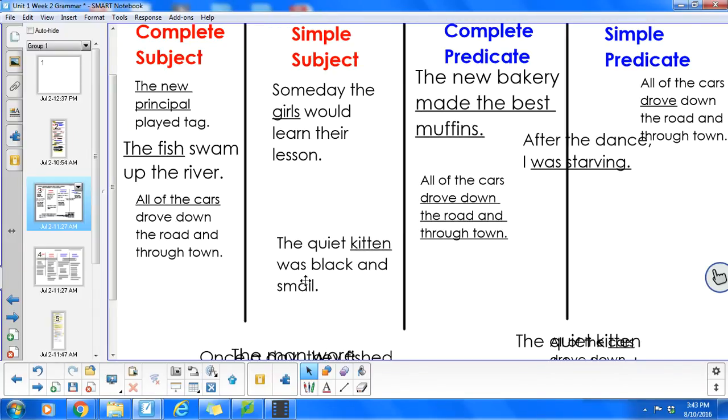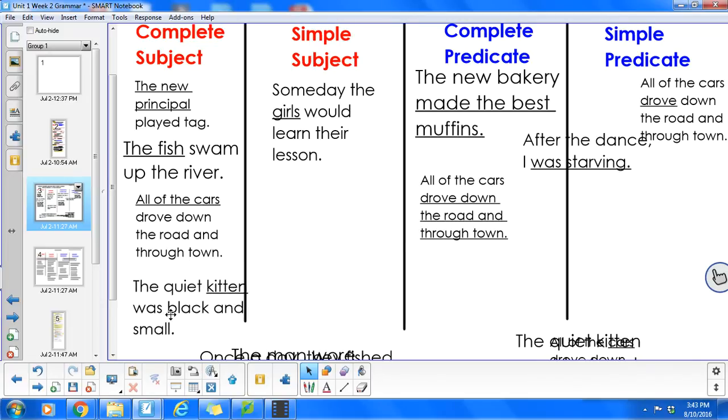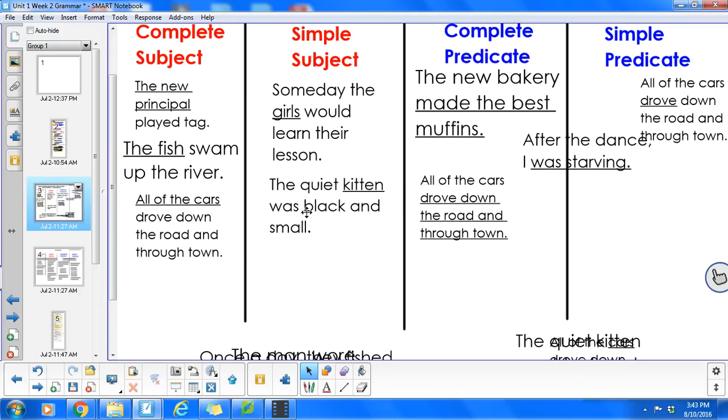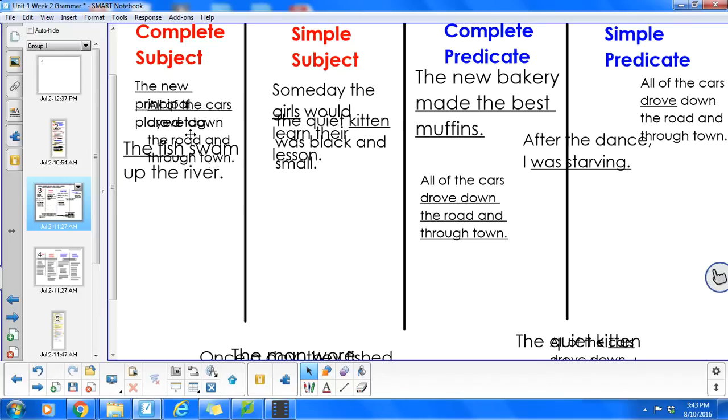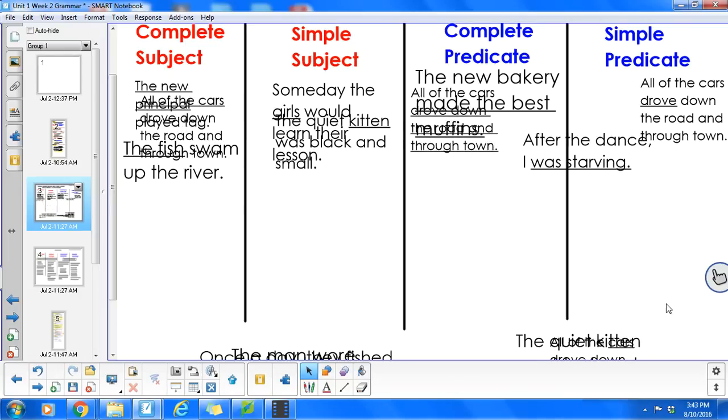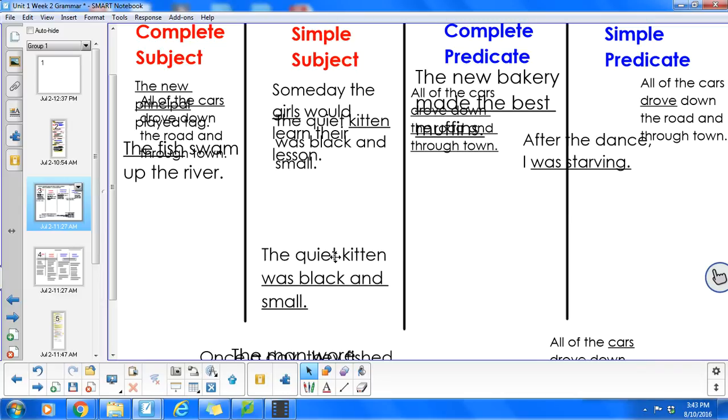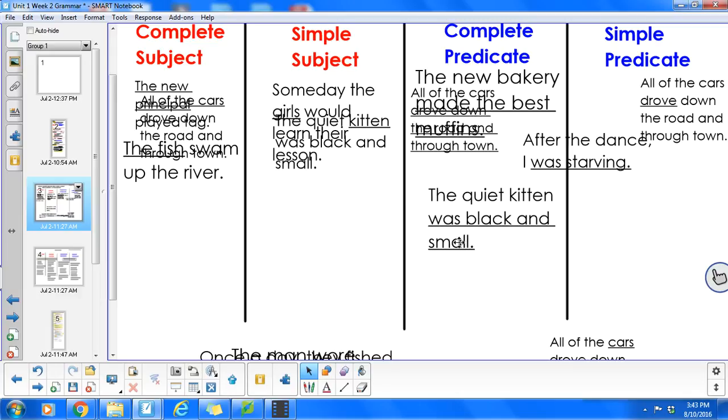The quiet kitten was black and small. Well, complete subject would be quiet kitten, and since they only underlined kitten, we need to go in the middle section. I'm going to stack some of these up so we have room for more sentences. Here we have our quiet kitten again, but now what's underlined is everything about the quiet kitten. That would be a complete predicate.